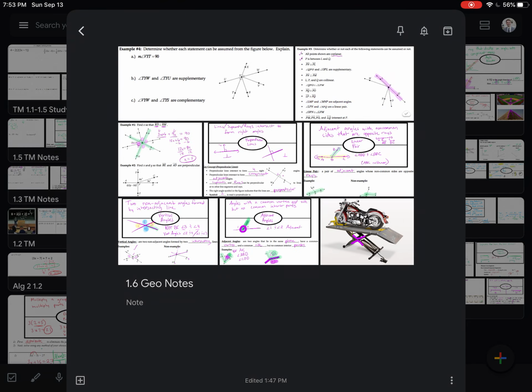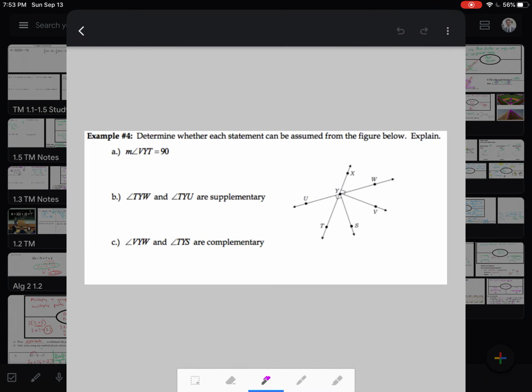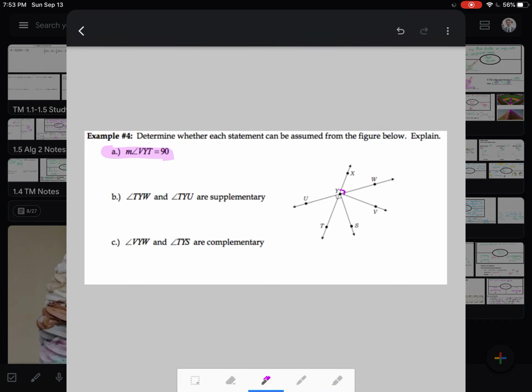All right, our last example for this video, we're going to be looking at, again, another quick check here. So our first one we'll do, and I'll leave B and C for you. So V, Y, T. And we need to see, is this a 90 degree angle? So if we look here, it might be kind of hard to see, but that right there is a 90 degree symbol. And we also know that this is a straight line.